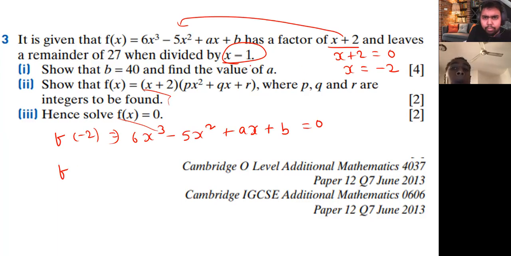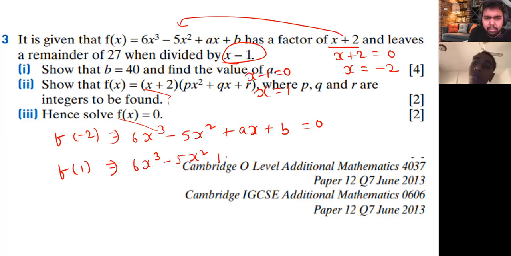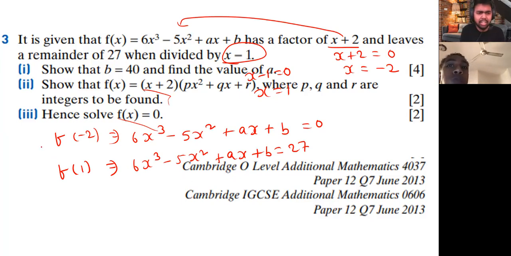And when I put x minus 1 is equal to 0, that means x is equal to 1. When I put x is equal to 1 in the function x cube minus 5x square plus ax plus b, my remainder would be 27, right? This is my question, correct? And now I'm solving on the next page. I think now you are very clear with this because we solved many questions like that.